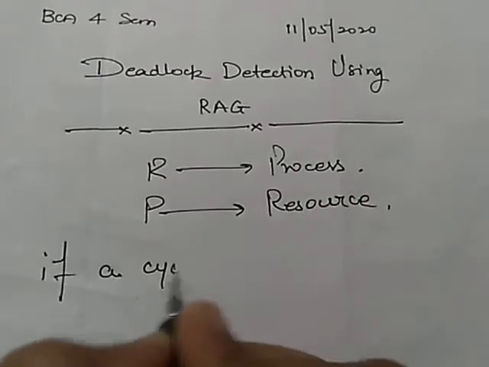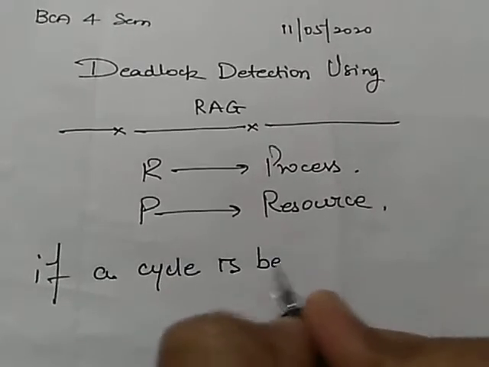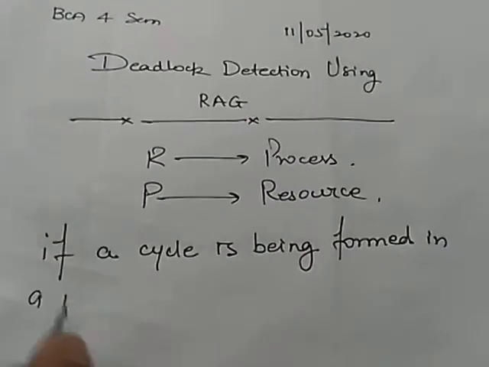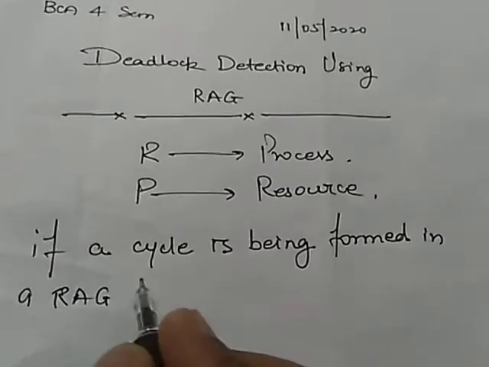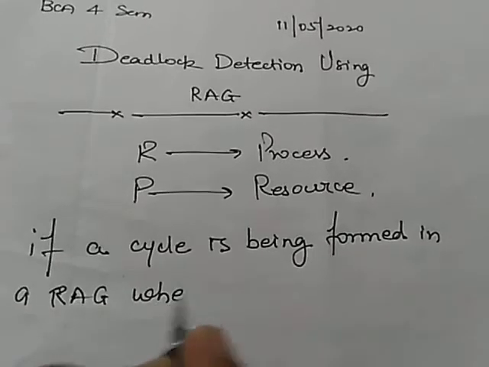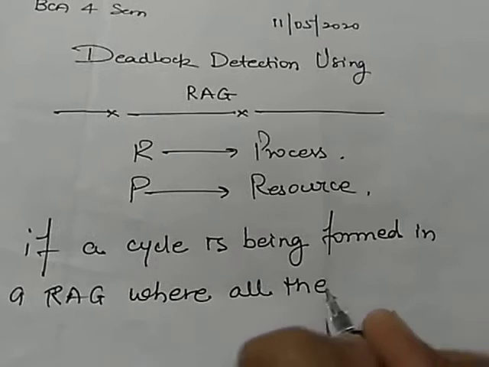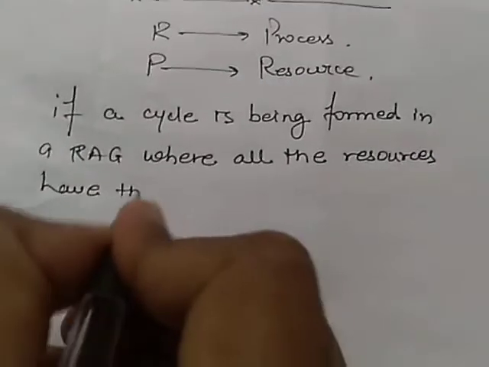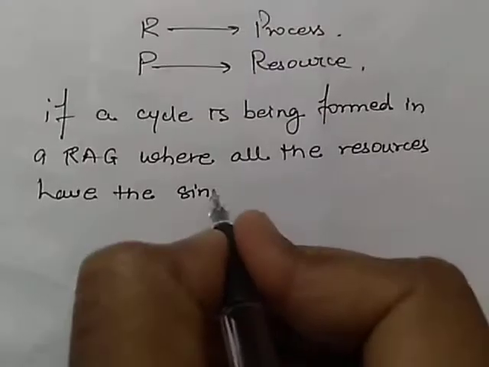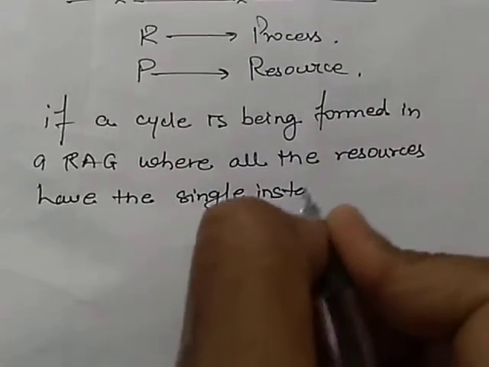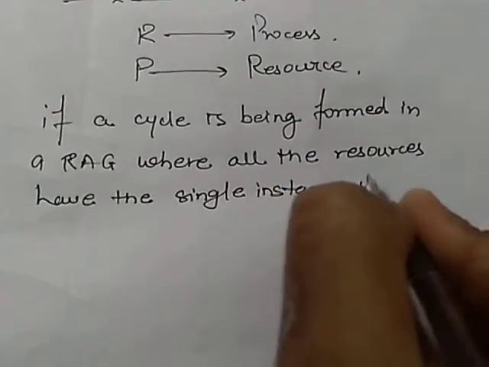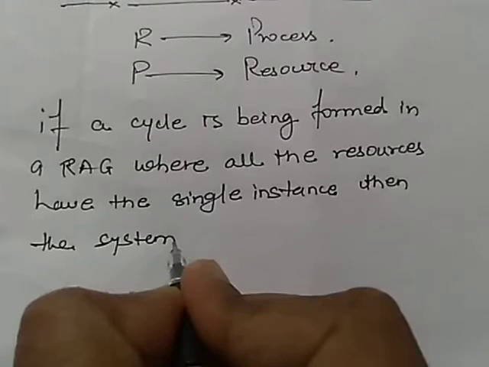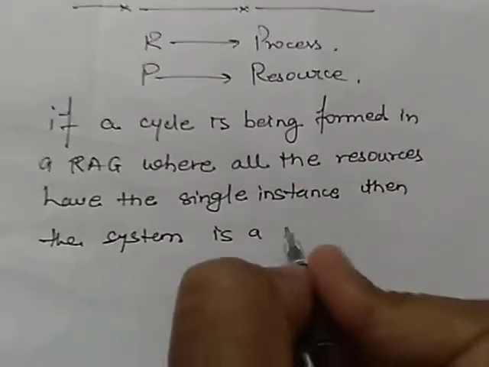Now, if a cycle is being formed in a resource allocation graph (RAG), where all the resources have a single instance, then the system is a deadlocked system.